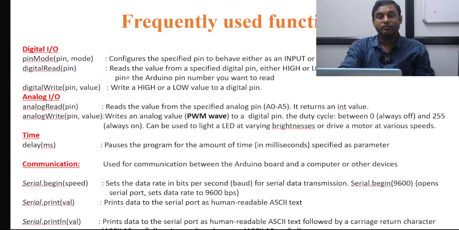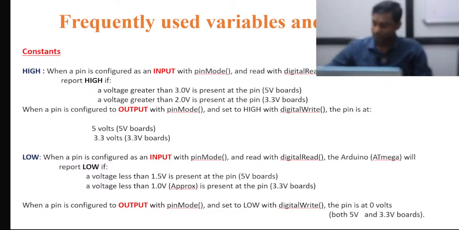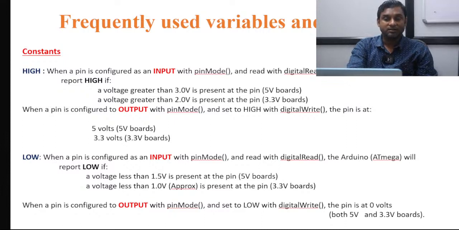Next slide, you can see the frequently used constants. Basically we are using HIGH and LOW. HIGH depends upon which type of mode we are using. In pinMode, if I am using it as input with digitalRead, a voltage greater than 3 volts is presented as HIGH on a 5 volt board. If I am using a 3.3 volt board, then it is 2 volts.